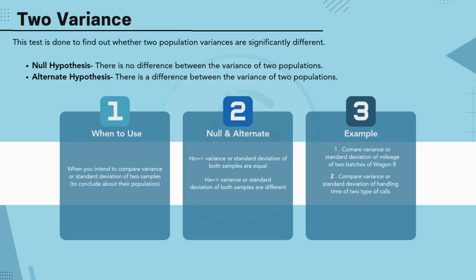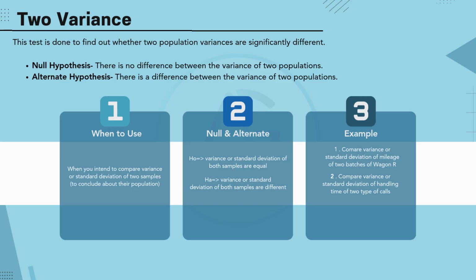Hypotheses. Null hypothesis, H0: there is no difference in the variance or standard deviation between the two groups. Alternate hypothesis, H1: there is a difference in variance or standard deviation between the two groups. So if you reject the null hypothesis, you conclude that the variability differs between the two populations.